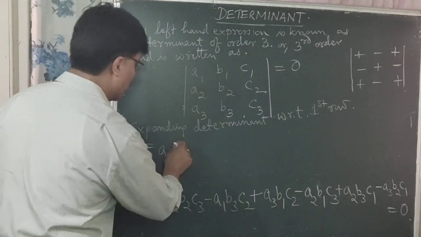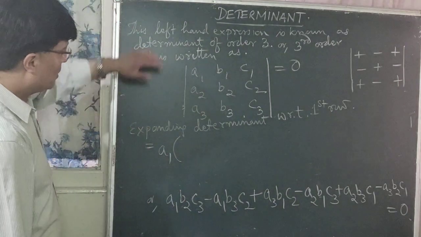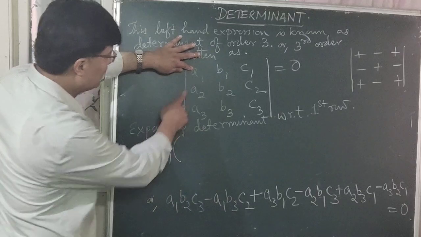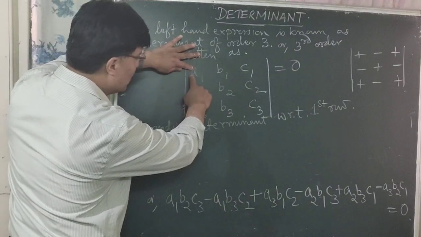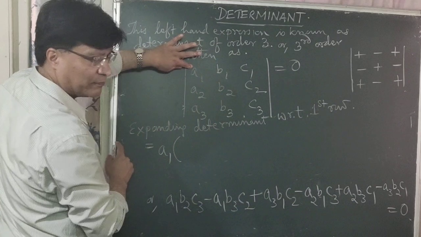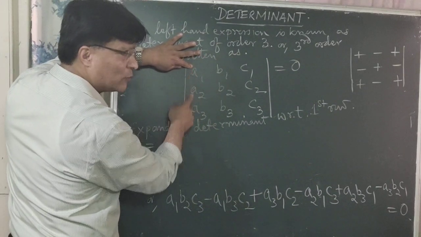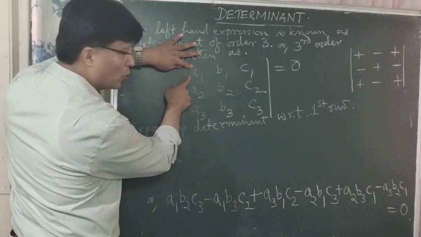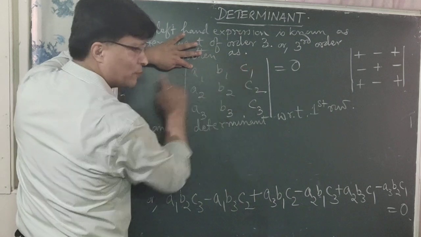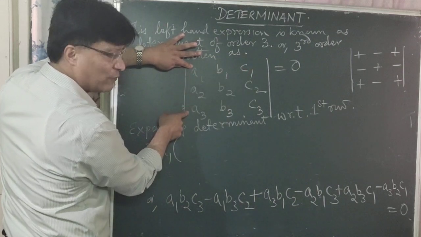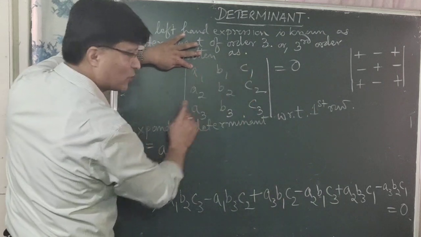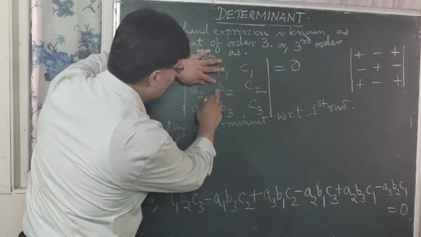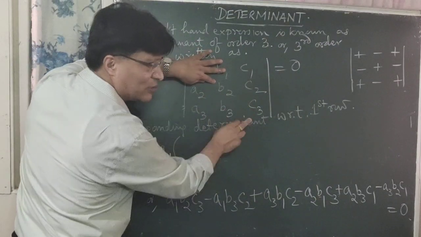So within the bracket, what will you write here? Look at the blackboard. If you take the first row, that is the first element of the first row, A1. A1 is written here. So you have to delete the row and the column through that element. Which are the row and column through this element? A1, B1, C1 and A1, A2, A3. The row with respect to A1 is the first row and the column with respect to A1 is the first column. You have to delete the first row and the first column. That means forget it. Understood? Forget it for a moment. What remains? B2, C2, B3, C3, this is a second order determinant.